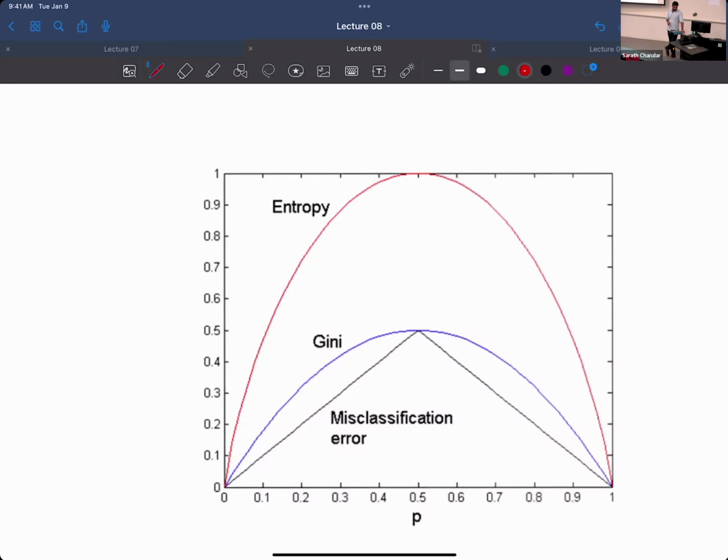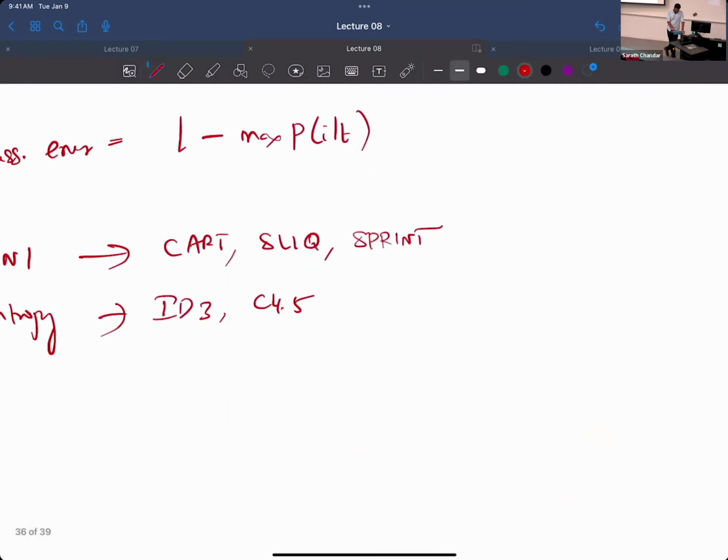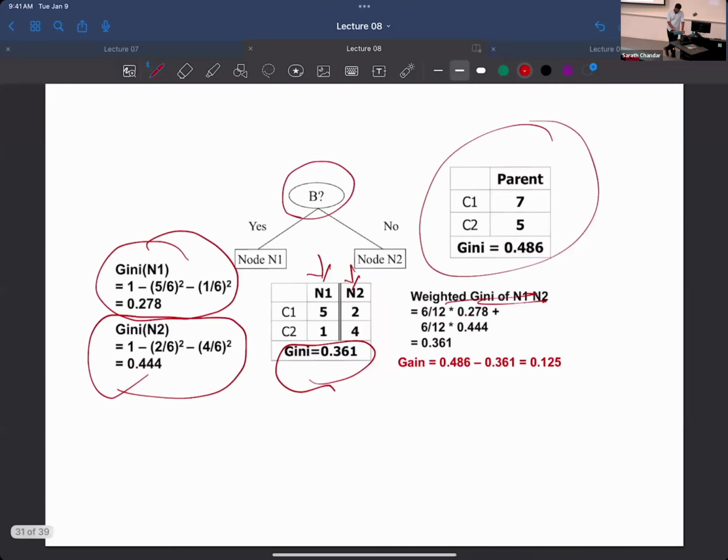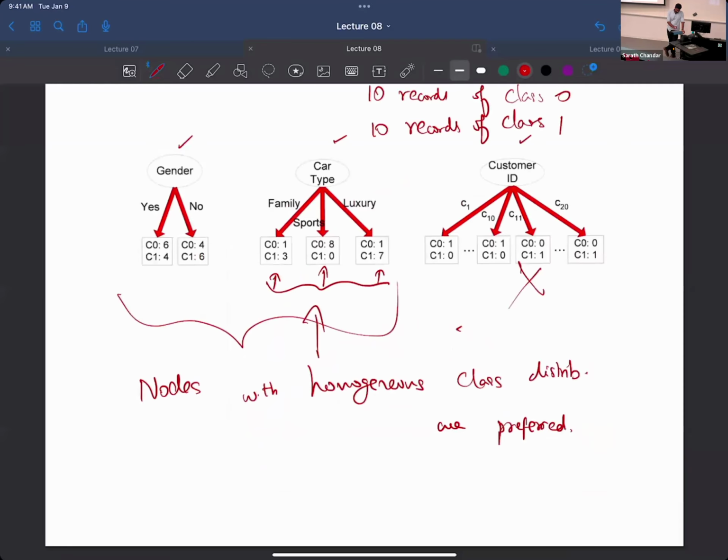Okay, so there's one problem with directly using these metrics though. Let's go back to our first example. It doesn't matter which metric I'm using. Let's just say, for example, I'm using entropy. If I use entropy as my metric, which one of these three features will get selected for maximum gain?